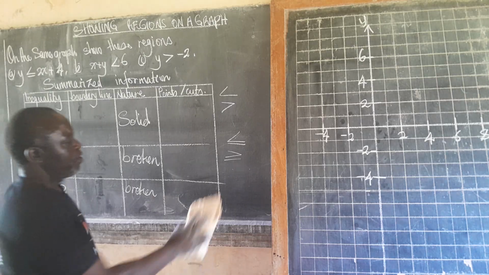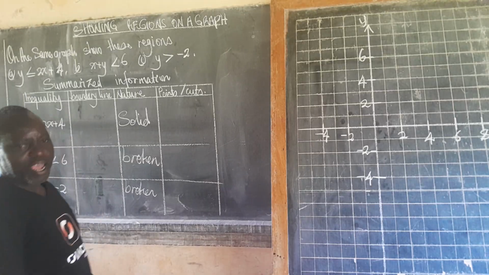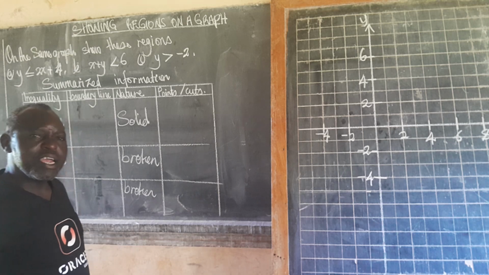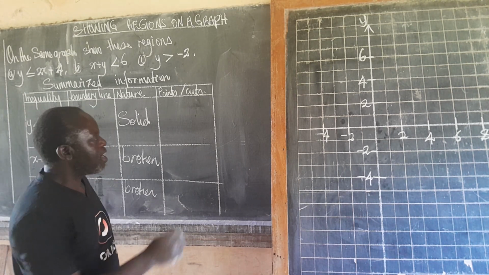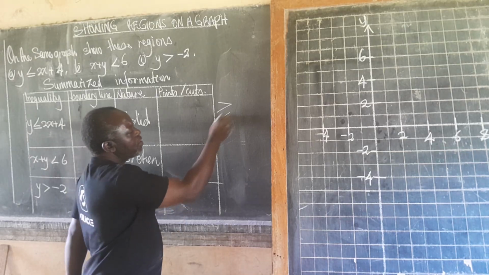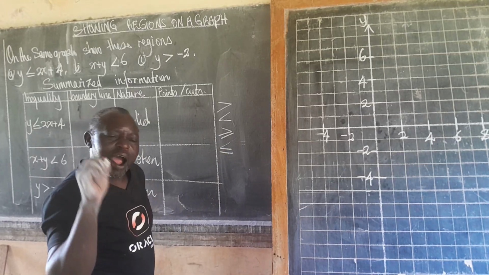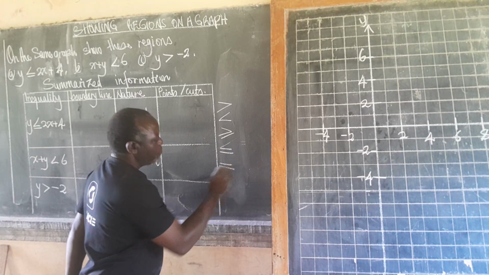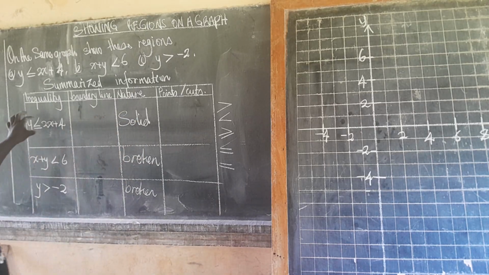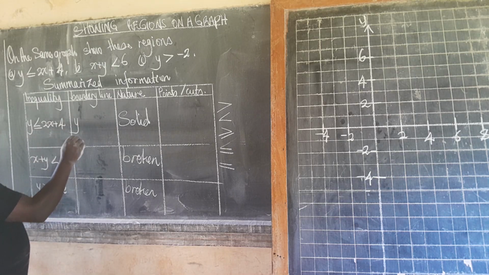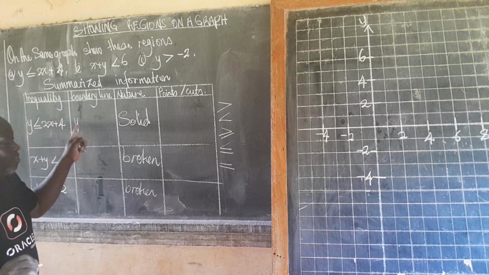We said again that when we want to get the boundary line, what do we do? Every sign put there, either this sign, or that sign, all of them are replaced with equal signs. Therefore, for this one, it's going to be replaced with an equal sign, this one will be replaced with an equal sign, and this one will be replaced by an equal sign. Therefore, the boundary line here is going to be y.